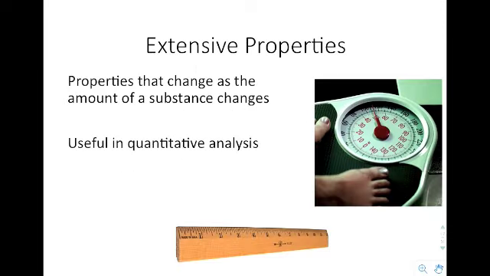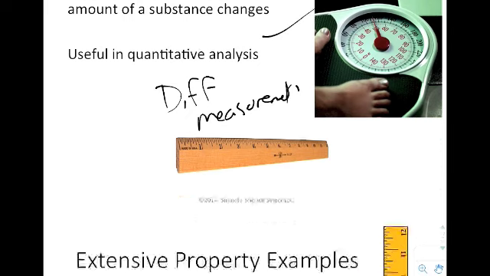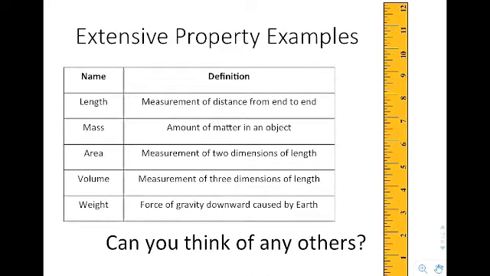Okay, next, we need to differentiate between what's called an extensive and an intensive property. An extensive property is one that changes when the amount of substance changes. So if I have a small amount of stuff and a big amount of stuff, I get different measurements. Okay, so an example of that would be height, weight, mass. All those things are examples of extensive properties because they change when I change the amount of material. So examples of extensive properties include length, mass, area, volume, weight. There's lots of different examples.